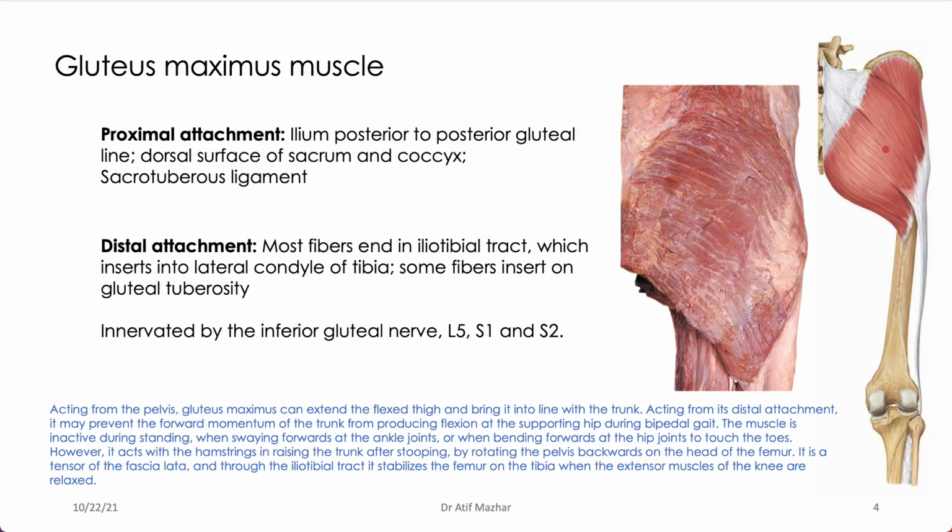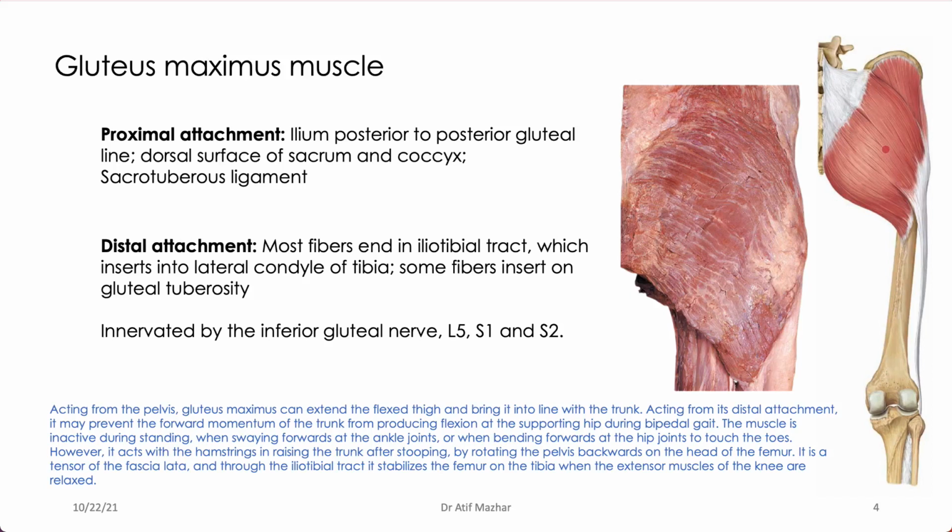If this muscle is acting from the pelvis, it can extend the flexed thigh and bring it into line with the trunk. And if it acts from the distal attachment, it may prevent the forward movement of the trunk from producing flexion of the supporting hip during bipedal gait. Guys, these are the different gaits. We'll be talking about them. The muscle is not that active when we are standing. Remember, when we are climbing, when we are going upstairs, this muscle becomes very tight.